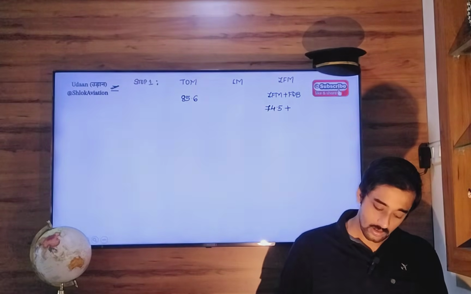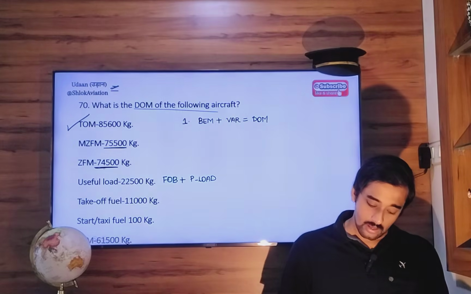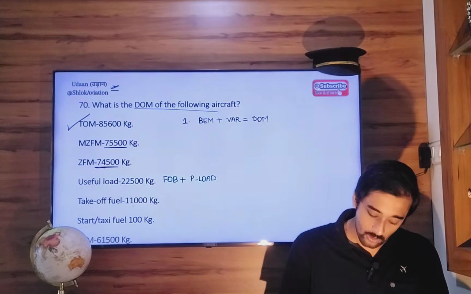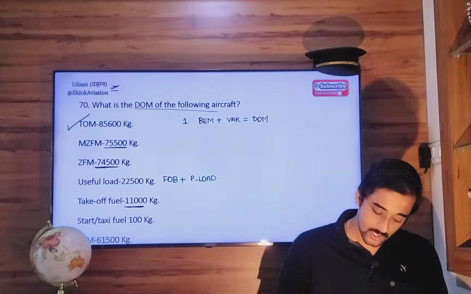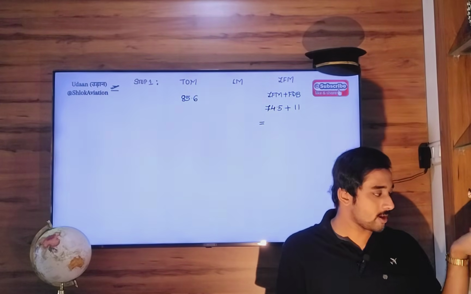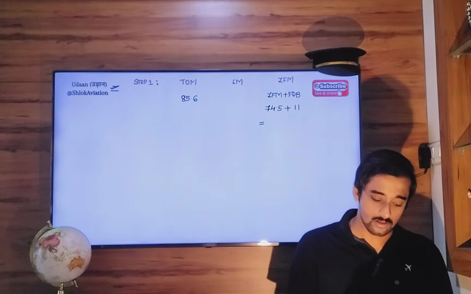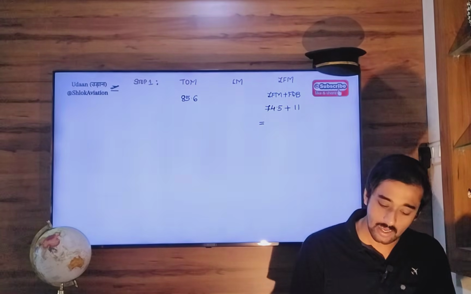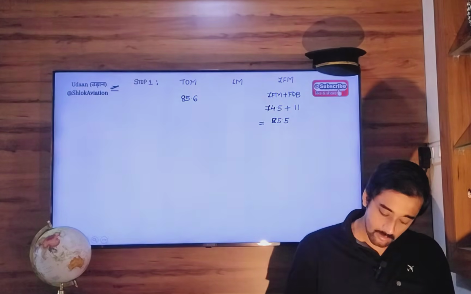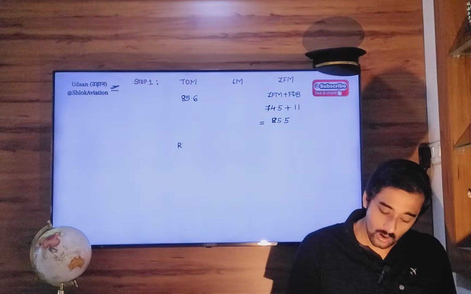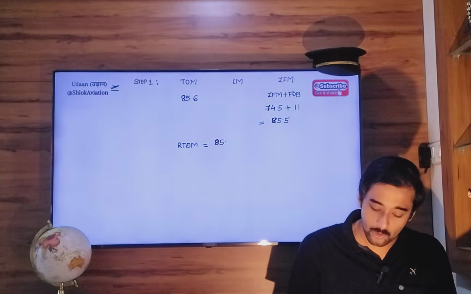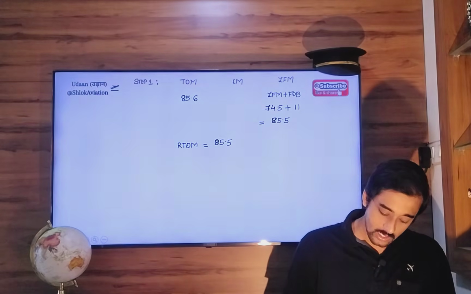Fuel on board. What is the fuel on board? That is takeoff fuel. Fuel on board is nothing but takeoff fuel, which is 11,000. So 74.5 plus 11 is 85.5. Now your regulated takeoff mass will be the lower of 85.6 and 85.5, so 85.5.